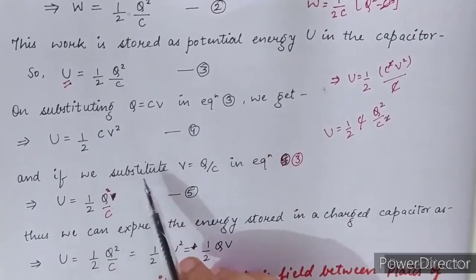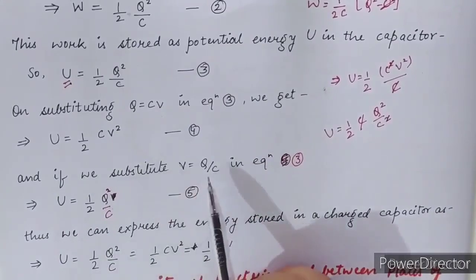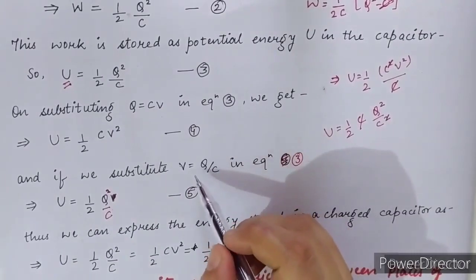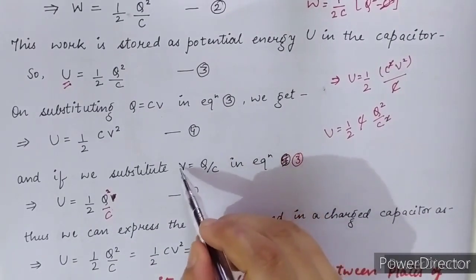Now if we have to substitute the value, C is equal to Q upon V.